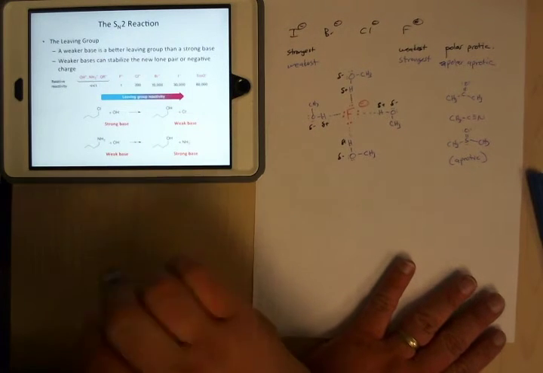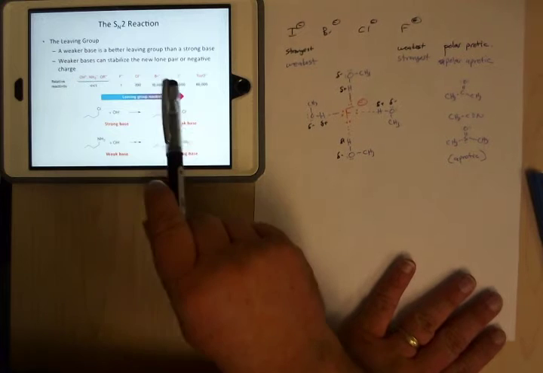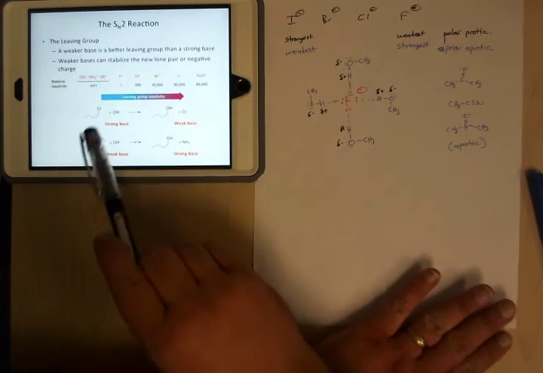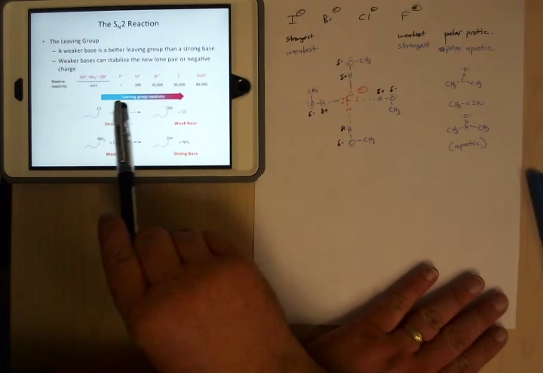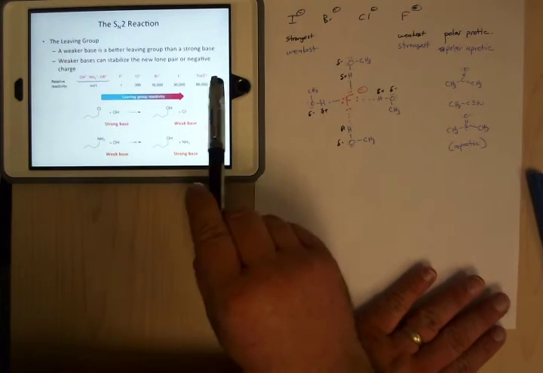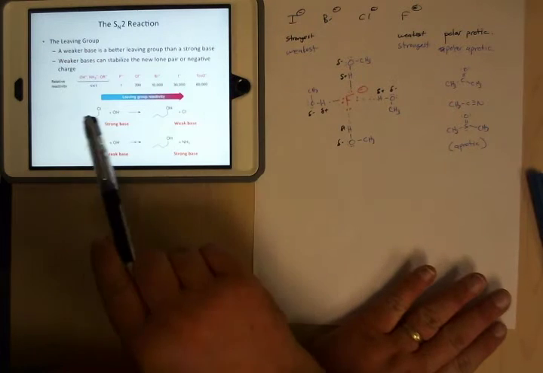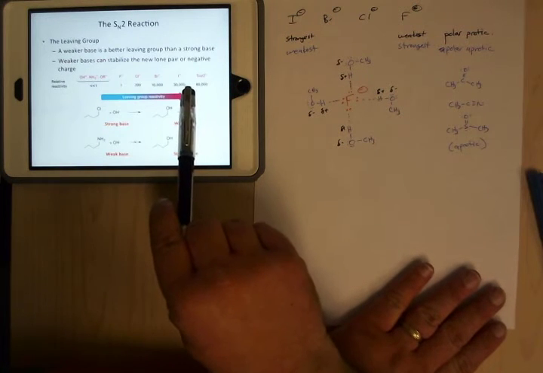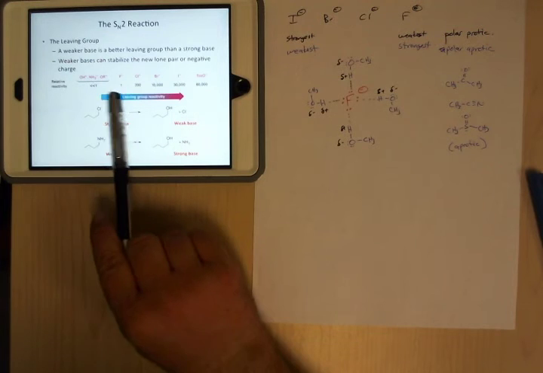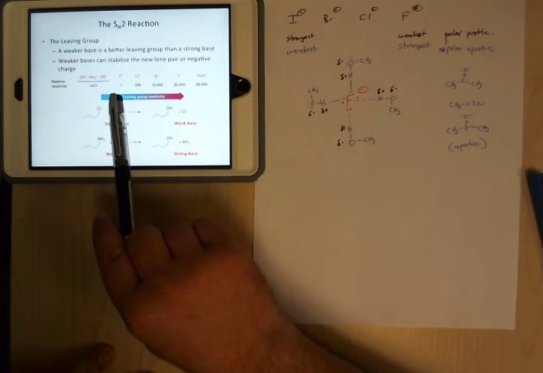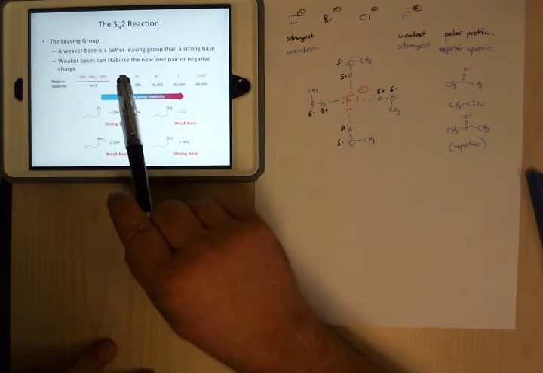Okay, the leaving group, right? So that tracks with basicity. The thing that falls off: the weaker the base, the more likely it is to fall off. So if you have fluorine, it's a weak base, weak acid, right? So it has a fairly strong bond compared to the other halides.